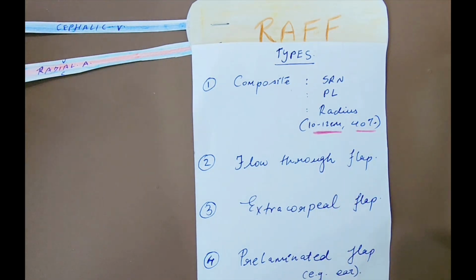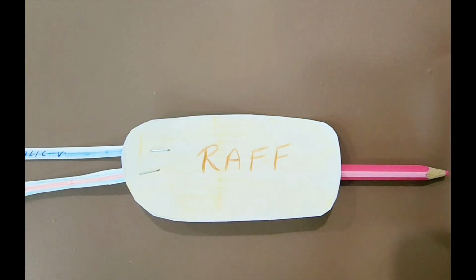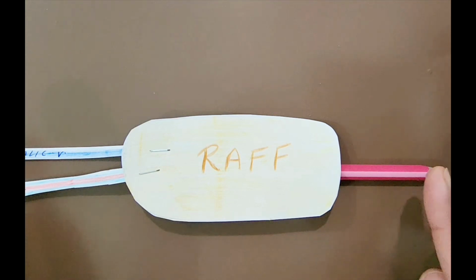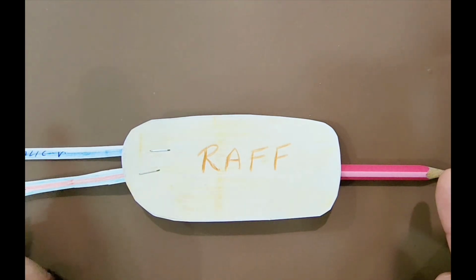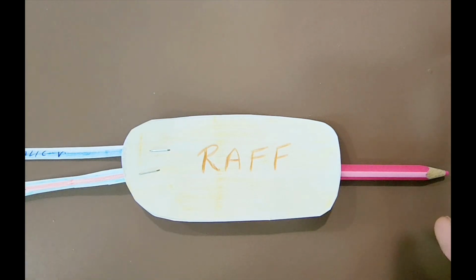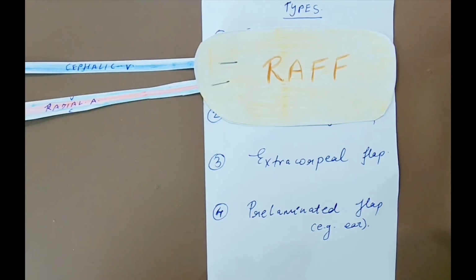Now a flow-through flap means that proximally as well as distally there will be a continuation of the pedicle, and this is used for larger defects when a large skin paddle is required, so that there is a distal as well as a proximal anastomosis at the pedicle to allow better perfusion of the flap.